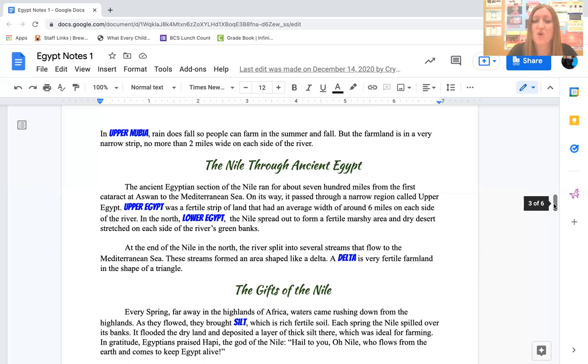At the end of the Nile in the north, at the top, the river split into several streams. Remember we saw that flow to the Mediterranean Sea. These streams formed an area shaped like a delta. That's that triangle shape. A delta is very fertile farmland in the shape of a triangle. And in Egypt's case, it's an upside down triangle. We always associate triangles with Egypt anyway because of the pyramids. So cool. Delta. Got it.